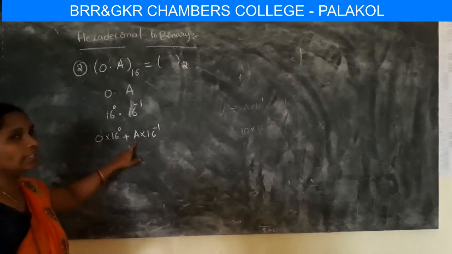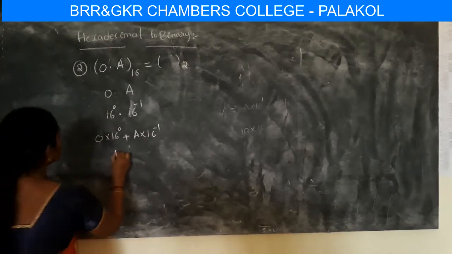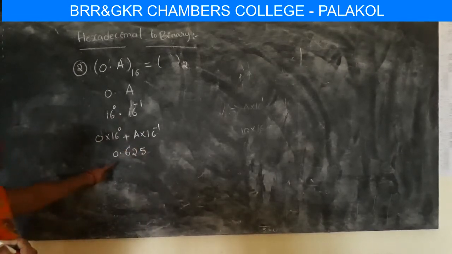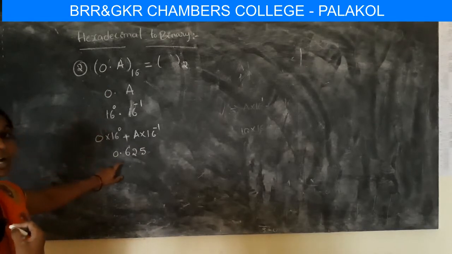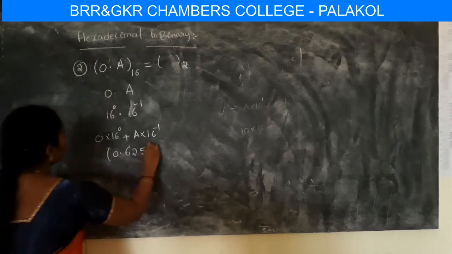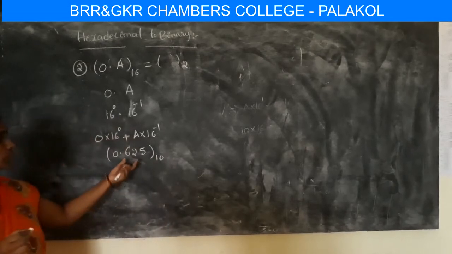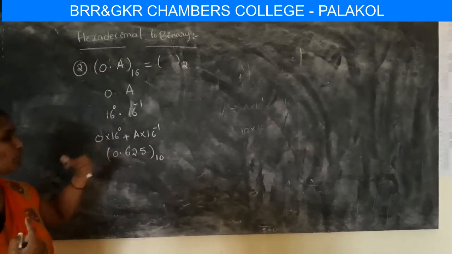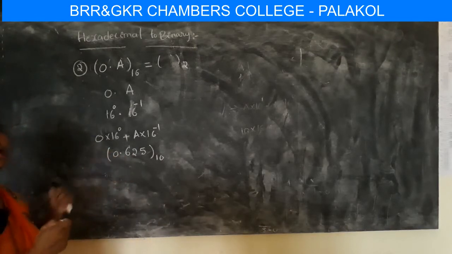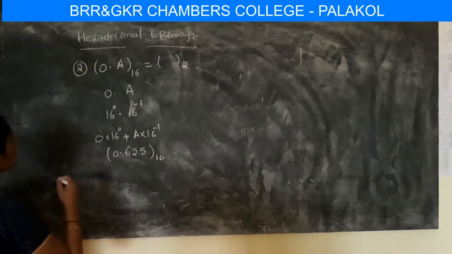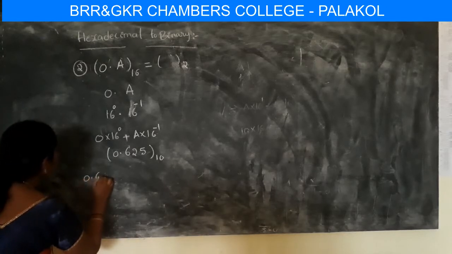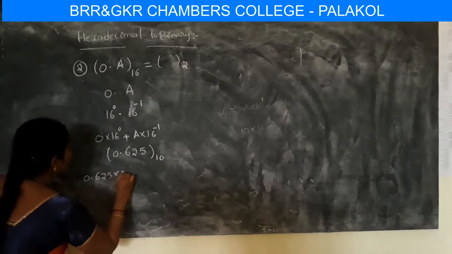Here A is nothing but 10, so 10 by 16 is equal to 0.625. This is the decimal equivalent of this hexadecimal value. Next, in step number 2, we will convert this decimal value to binary. This is a fractional value, so how to convert? For a fractional value you have to multiply with 2. So 0.625 is multiplied with 2.